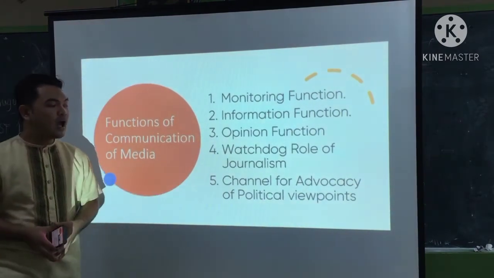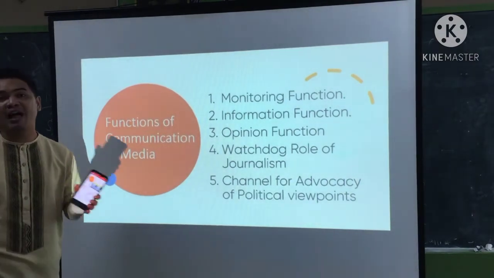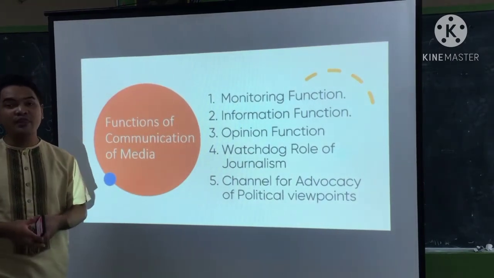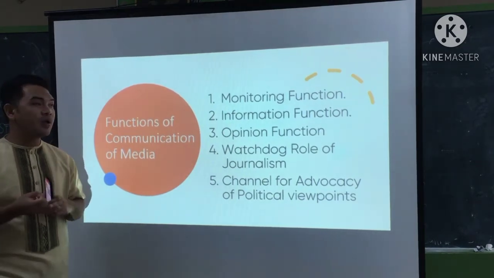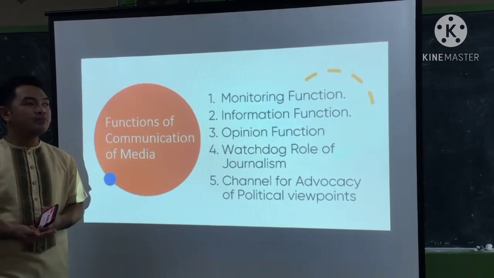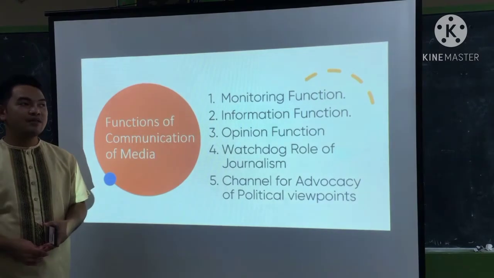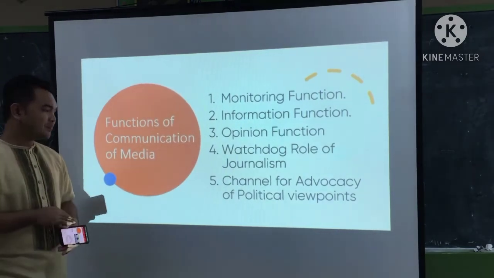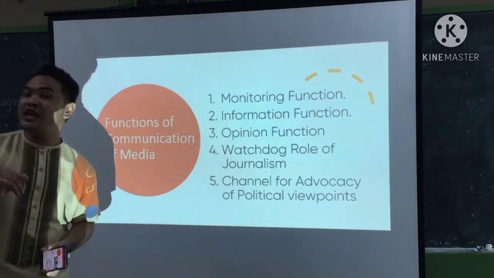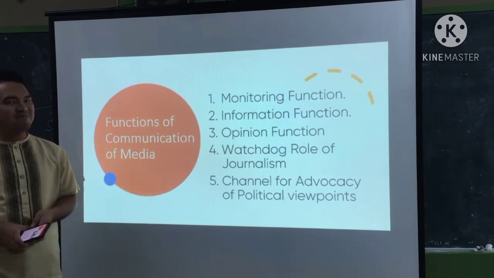In terms of the channel for advocacy of political viewpoints, nowadays we use social media or different platforms to express and to educate people on our advocacies, such as advocacy in education, advocacy in health, or climate change, and to be able to express our feelings or to be able to help our community. So we use this media. These are really the functions of communication. We need to educate, we need to inform, we need to entertain, and we need to spread positive change.